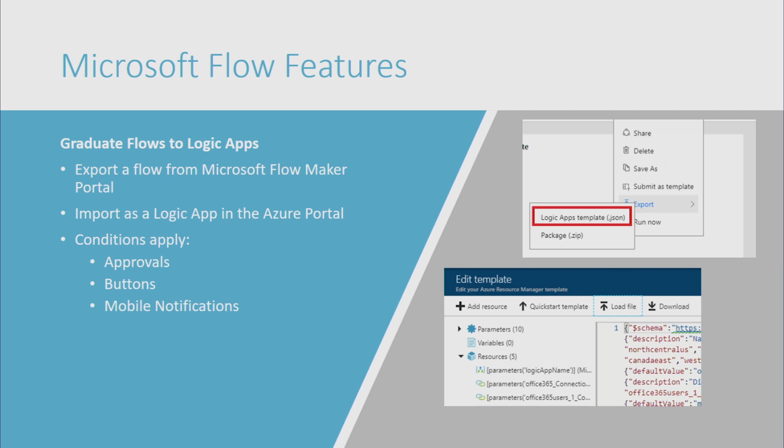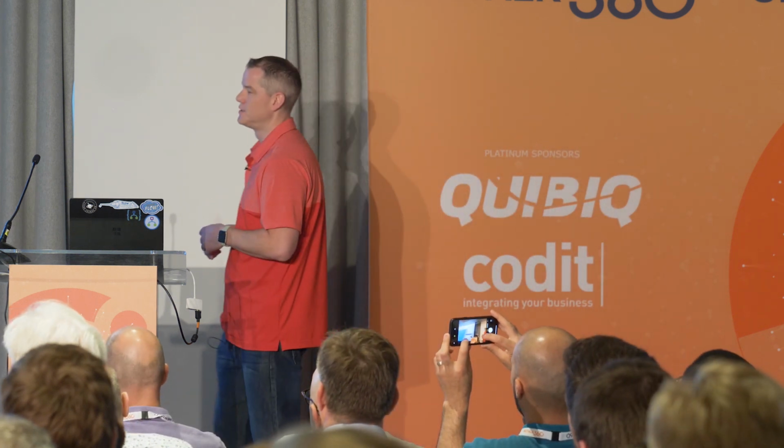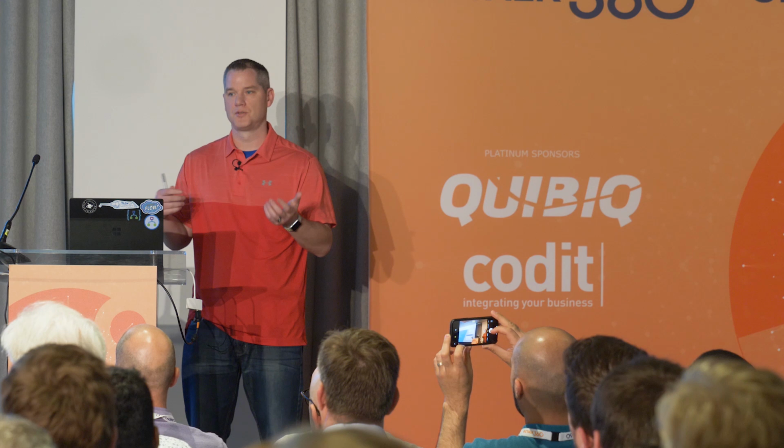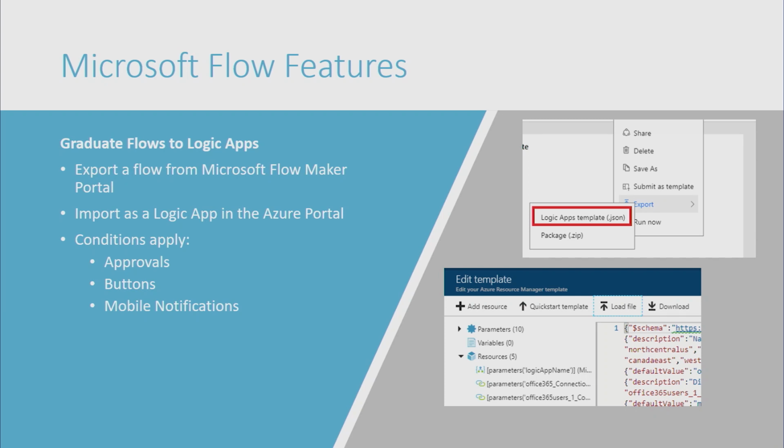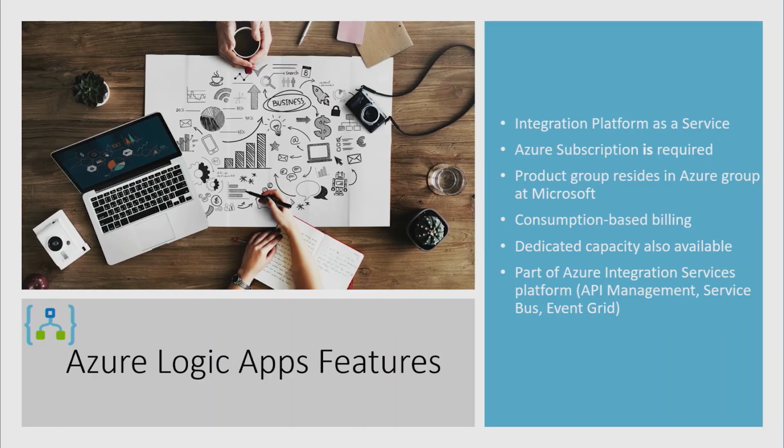Another feature of Flow, it's probably a feature of both, is you do have the ability to take a flow and graduate it to a Logic app. Now, naturally, if you're trying to use features that don't exist in Logic apps, this isn't going to work. So you can't move a flow that, say, has approvals or buttons or mobile notifications, because those are some of the few connectors that don't exist inside of Logic apps that are inside of Flow. So that's a very quick primer on Flow.